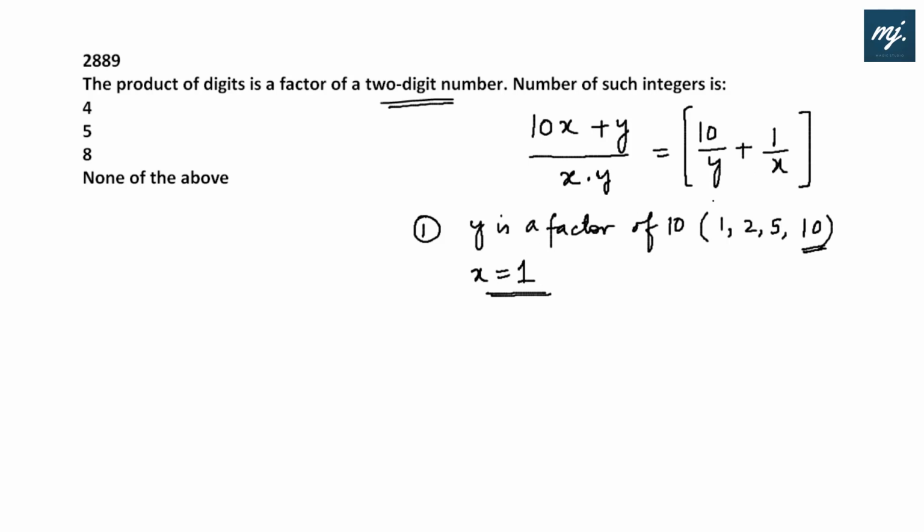When x is 1 and y is also 1, quite possible, we'll get number 11. 11, that is 10 plus 1, is divisible by 1 into 1. Fine. When x is 1, y is 2. So the number which we will have is 12. 12 is divisible by 1 into 2, that is 2. With 1, we will have 5, 15. 15 is divisible by 1 into 5, that is 5. Fair enough. So these are the three numbers from case 1 which we can have.